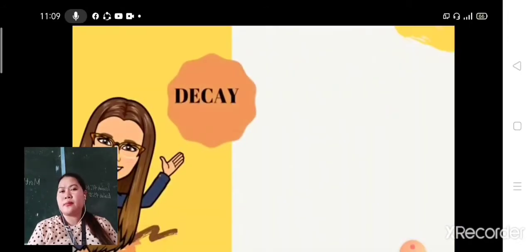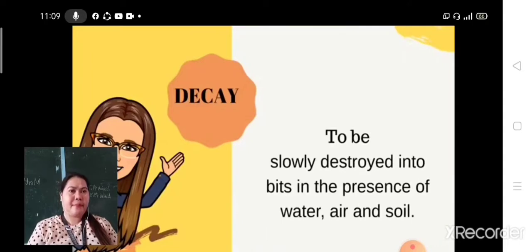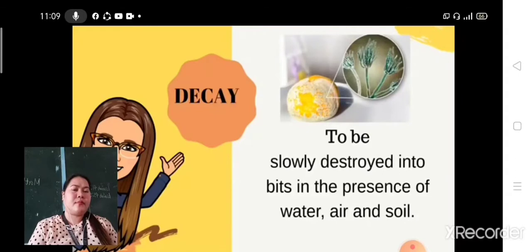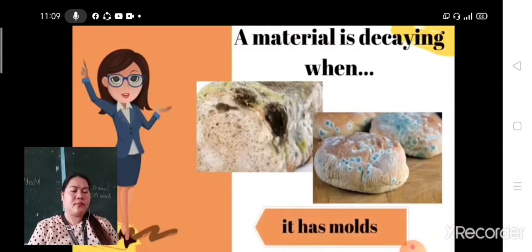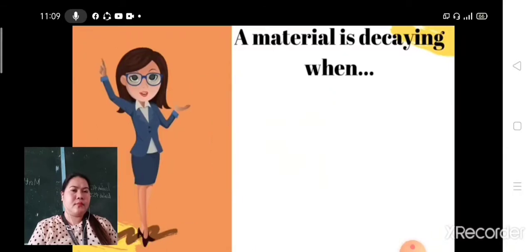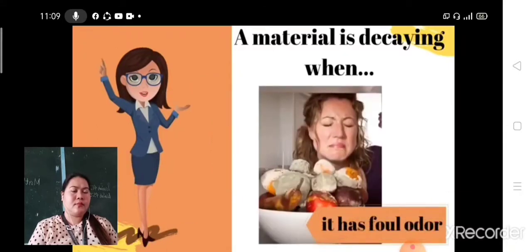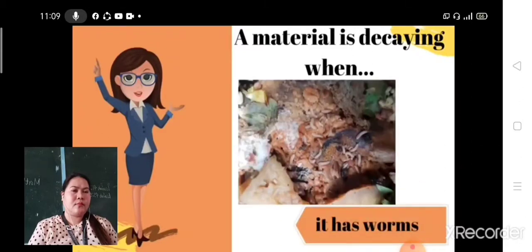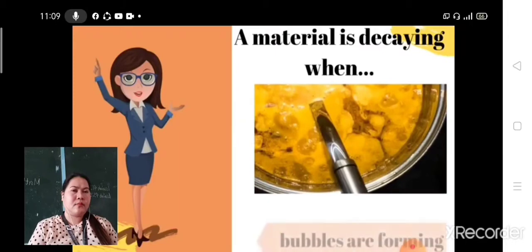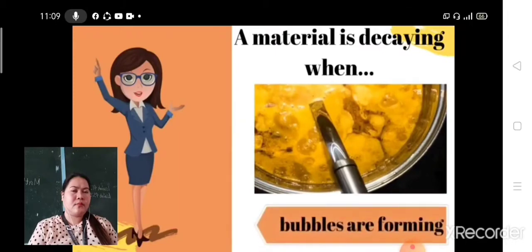When we say decay, it is to be slowly destroyed into bits in the presence of water, air, and soil. And how can we tell if the material is decaying? A material is decaying when it has mold, it has foul odor, has worms, and bubbles are forming.